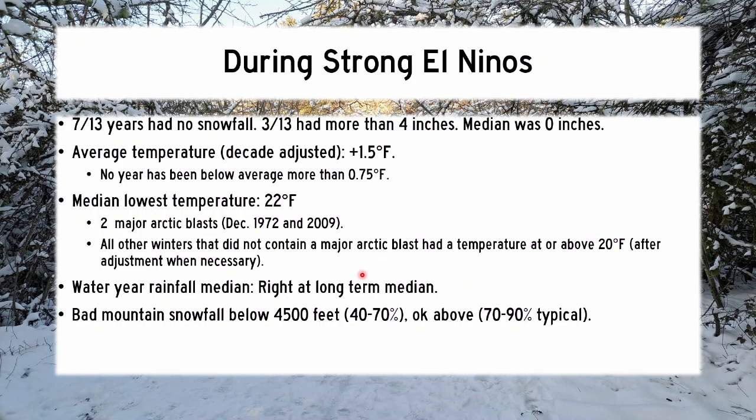The water-year rainfall median was right at the long-term median. Bad mountain snowfall occurred below 4,500 feet. Okay mountain snowfall above, but still below average for the entire winter.